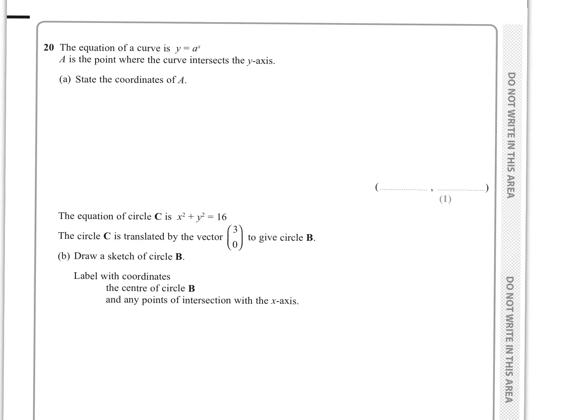Question 20. The equation of a curve is y equals a to the x, and A is the point where the curve intersects the y-axis. So when you're on the y-axis, so anywhere along here, your value for x is 0. So that would mean that our y value would be a to the power 0, and a base to the power 0 is 1, so y would be 1. So when x is 0, y is 1, and that would be the coordinates of A.